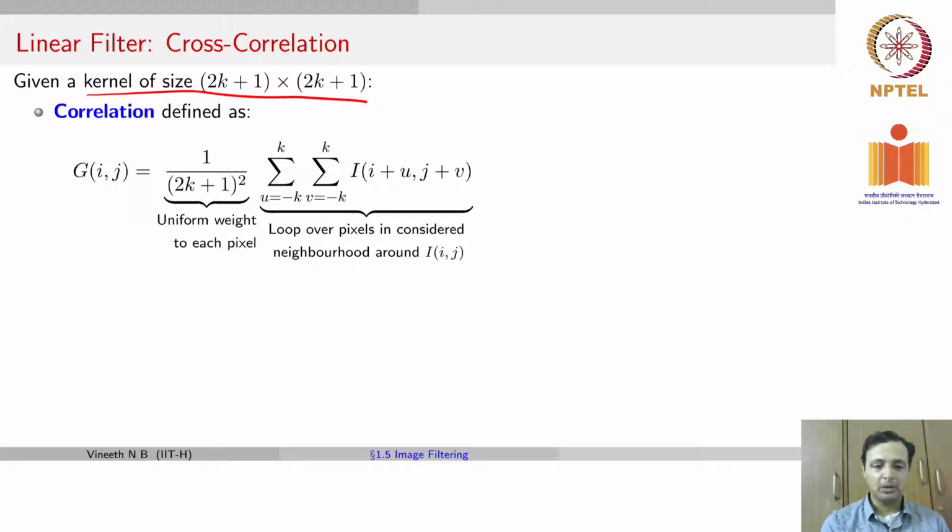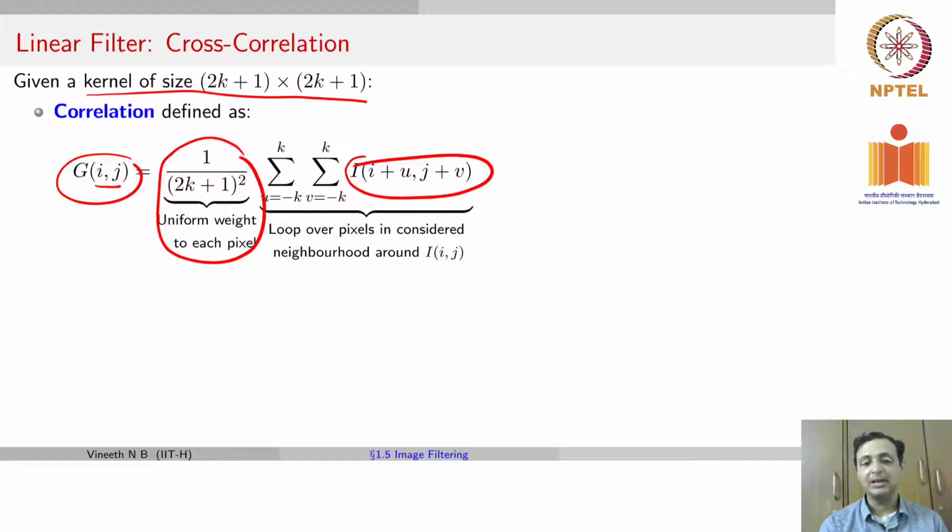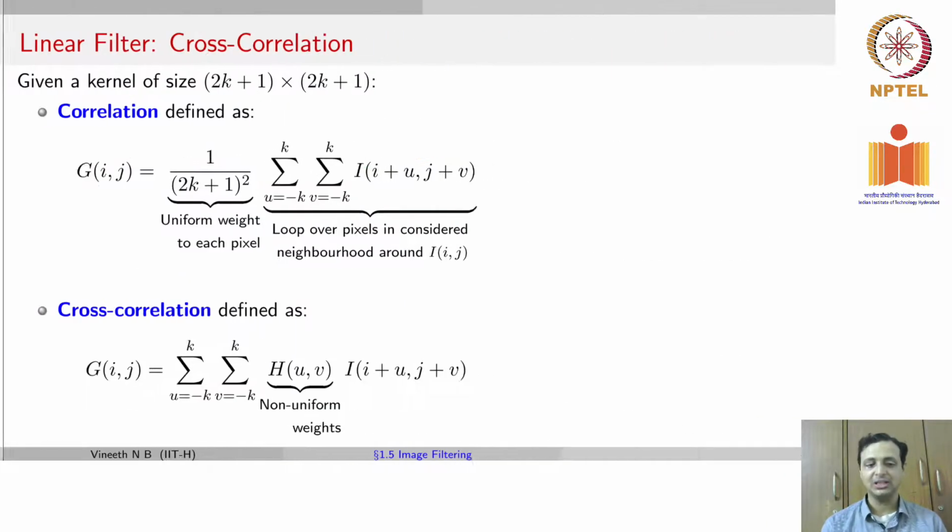So your input I and then your output G. Your output G at a particular location i comma j is given by, the first term here is simply an averaging term, and you're simply taking the sum of u going from minus k to k, v going from minus k to k, and you simply add up all the pixels in that neighborhood. This is simply correlation, or also what is known as cross correlation.